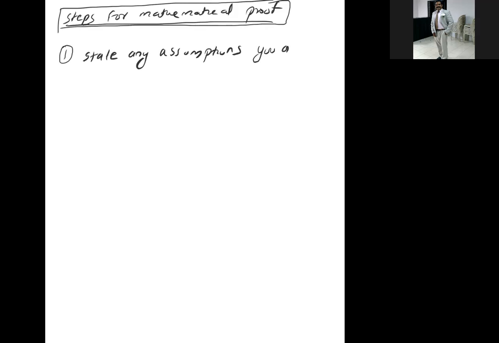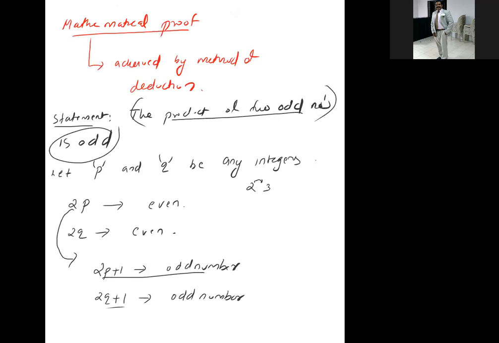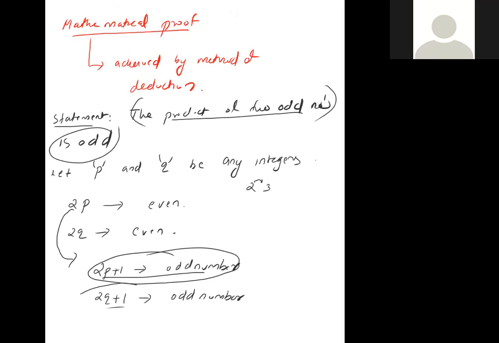Can you correlate with the previous example? So what was our statement? The statement was this: if 2p is an even number, 2p plus 1 is always an odd number, correct? So we gathered information and acquired some knowledge, and that's how we developed two odd terms.